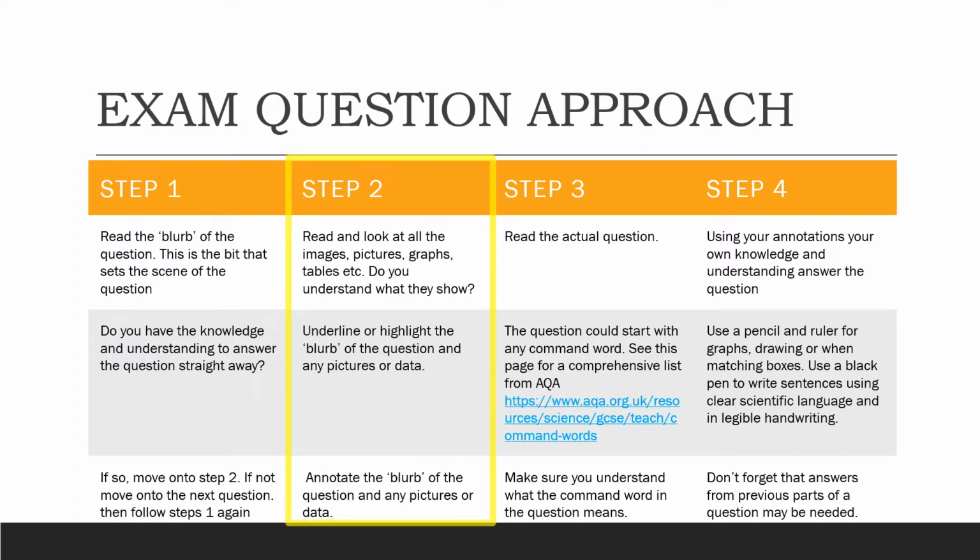Step 2. Deep read the blurb, the data, and any diagrams associated with the question. Do you understand what they are telling you? Have you noticed any patterns or anomalies? Highlight or underline any information of note and annotate as appropriate any of the key information you have noticed.